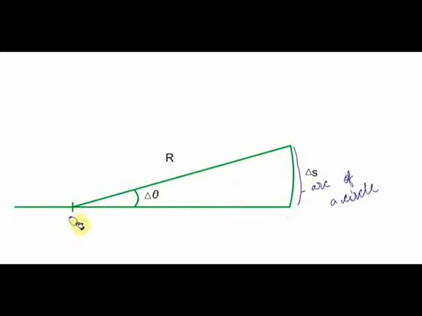Let's say this is O. So an object travels from point A to point B, making an arc, the length of which is delta S. R is the radius of the circle. As we can see here, this arc makes an angle delta theta at the center. So we can say that the angular displacement of the object when it moves from point A to point B is delta theta.